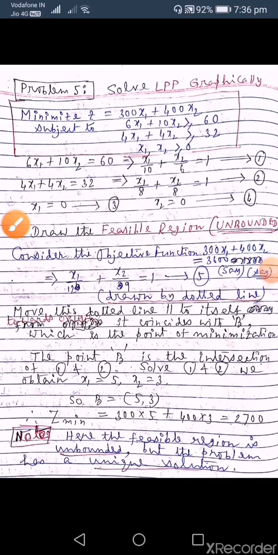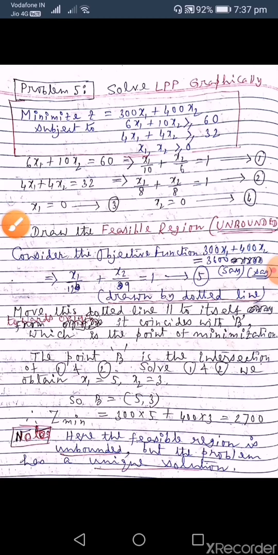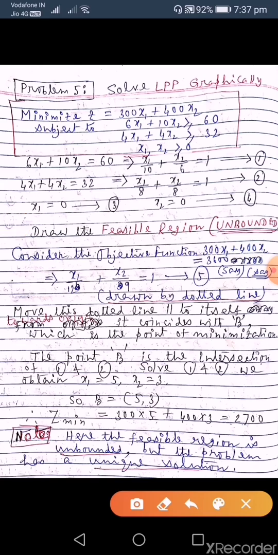In this lecture, we discuss three problems on linear programming problem or LPP by graphical method. Here the problem is a minimization problem. As you see, this is a minimization problem. These are the constraints.